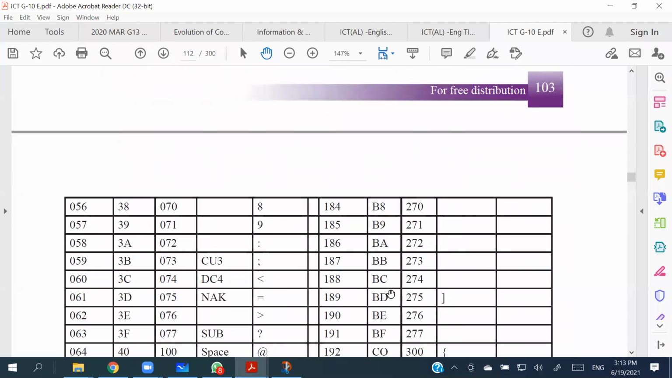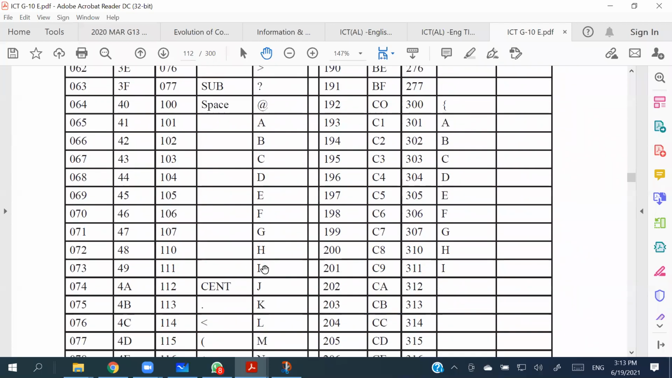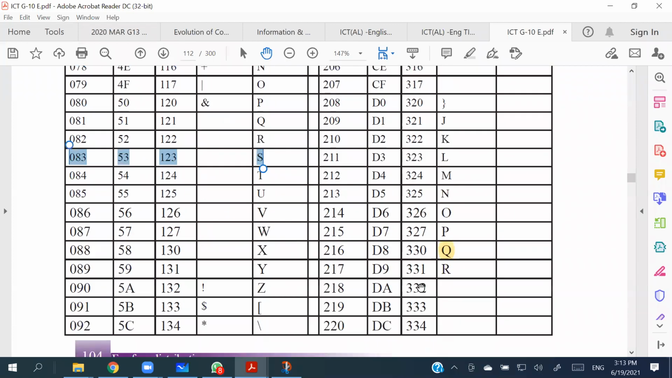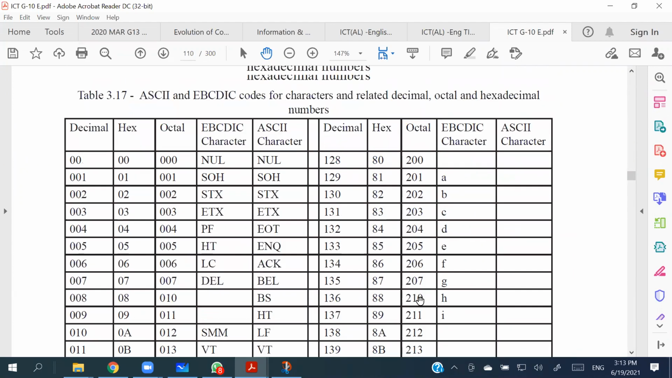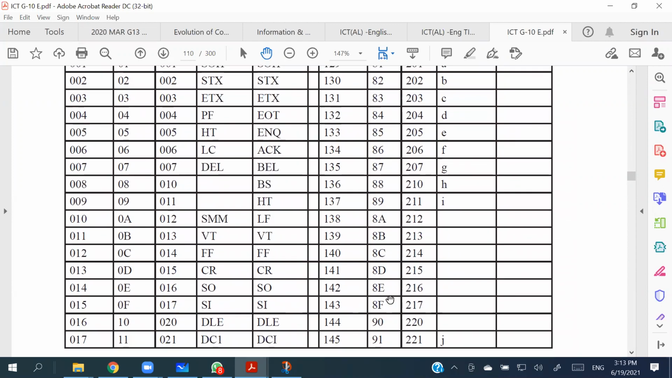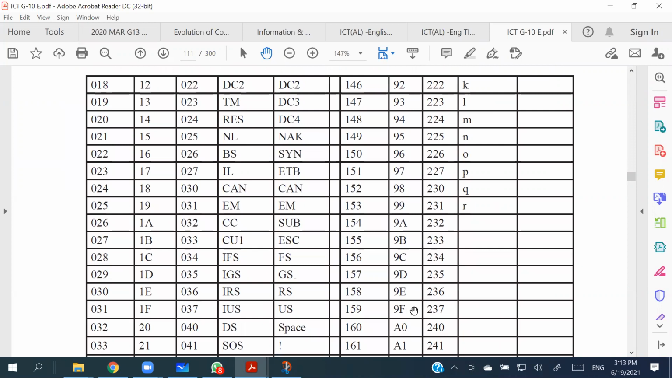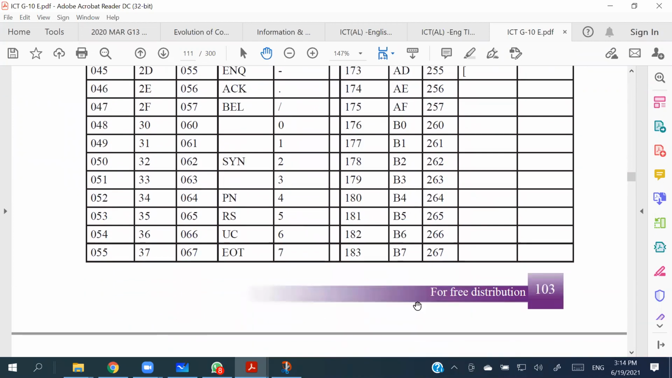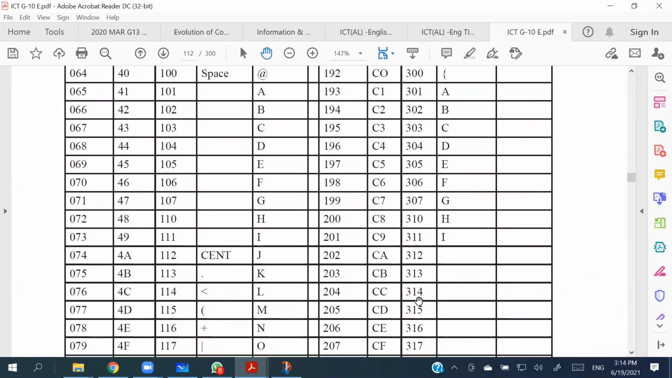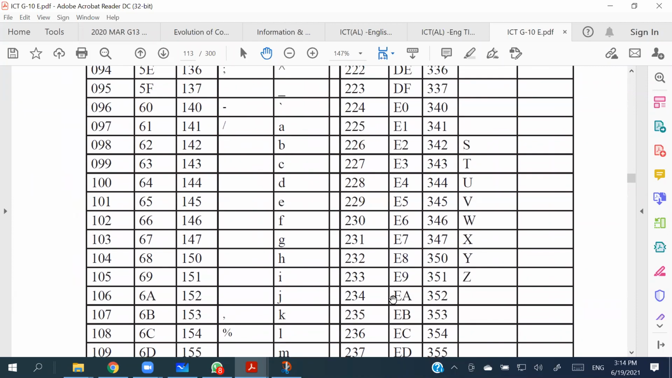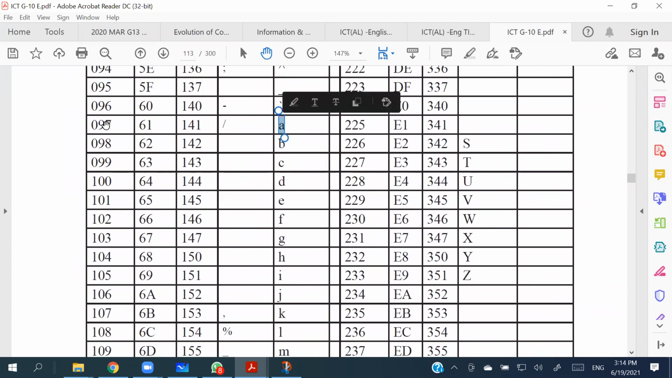Here we go, capital S. There you go. Capital S is 83, right? Simple letters, they are on the other side. This is for EBCDIC. Where are the simple letters of the ASCII? It's here, next page. See, simple A starts from 97.